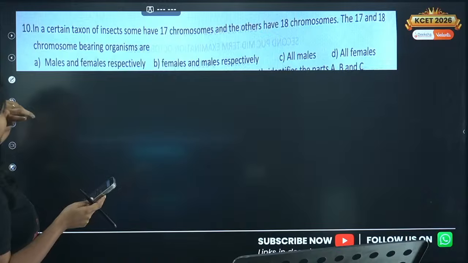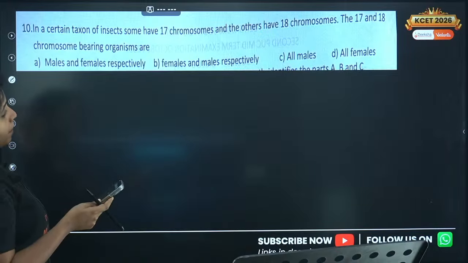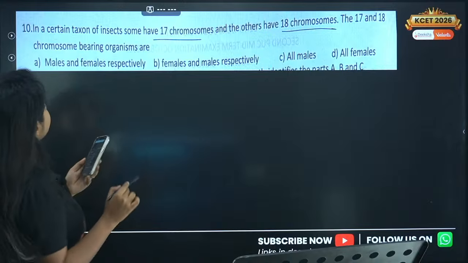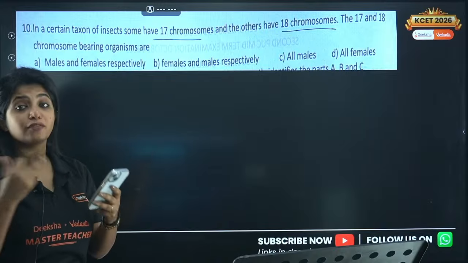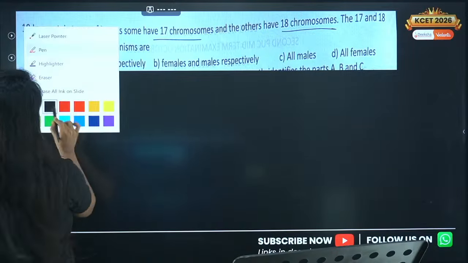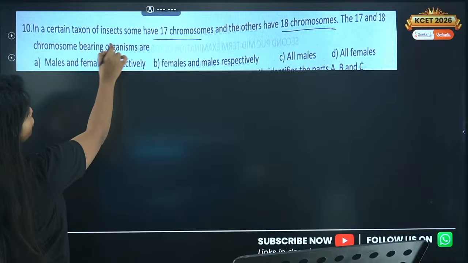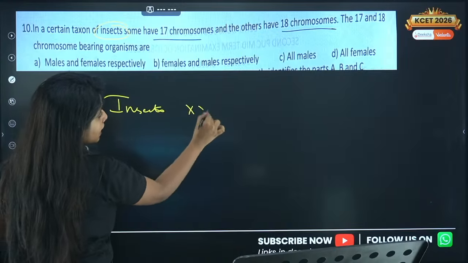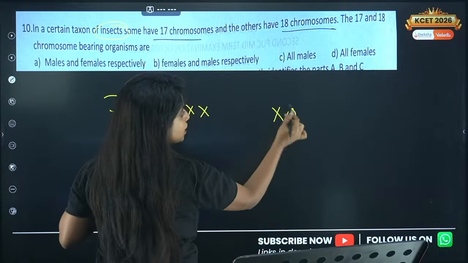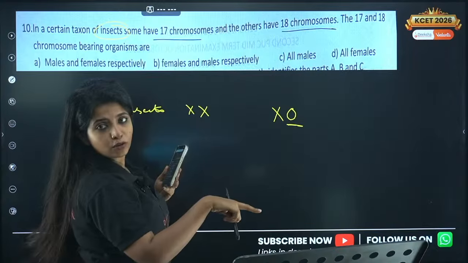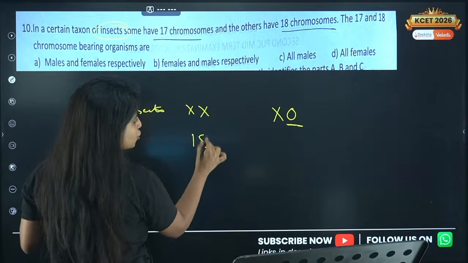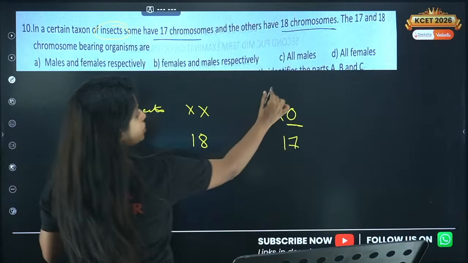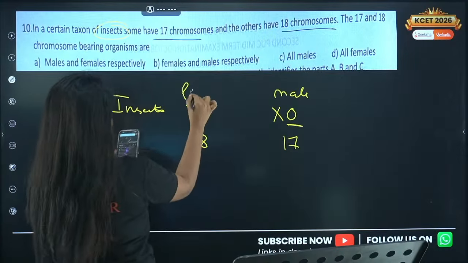In a certain taxon of insects, some have 17 chromosomes and the others have 18 chromosomes. The 17 and 18 chromosome bearing organisms are what? So 17 chromosomes, my dear children, if at all, and it is mentioned, it is insects. In insects, you know, the females are XX and the males are XO. XO means there is one less chromosome out there. So over here, this has to be the higher number 18 and this would be the lower number 17. So this is male and this would be female.